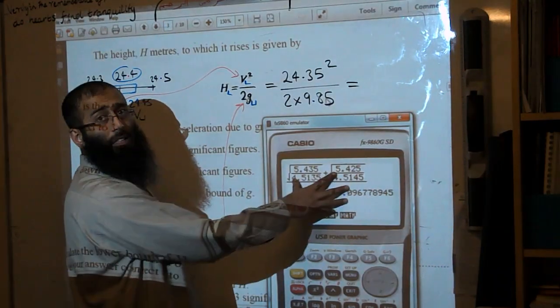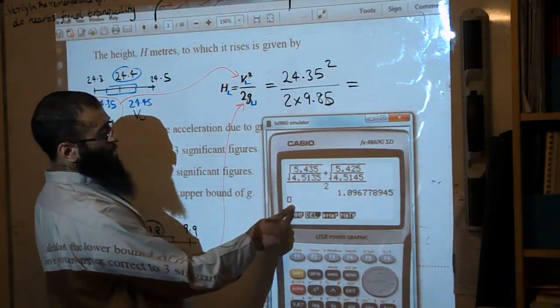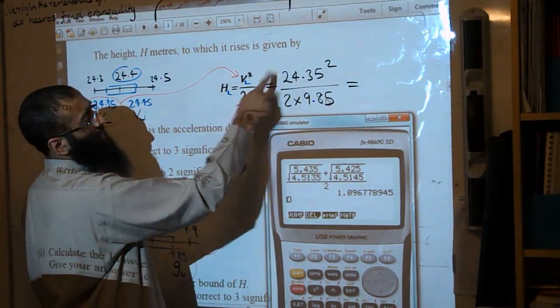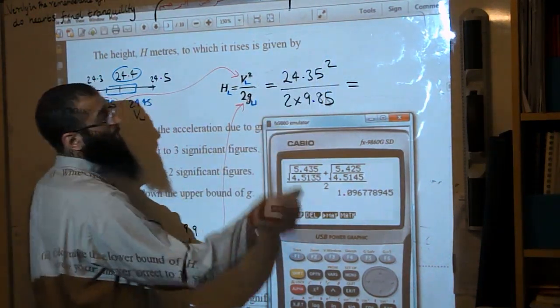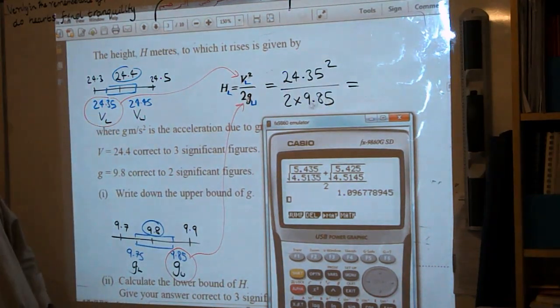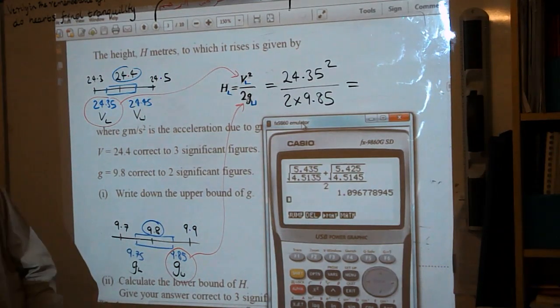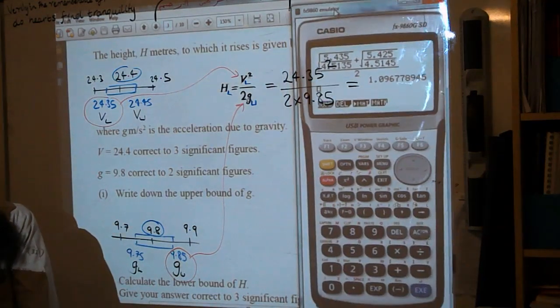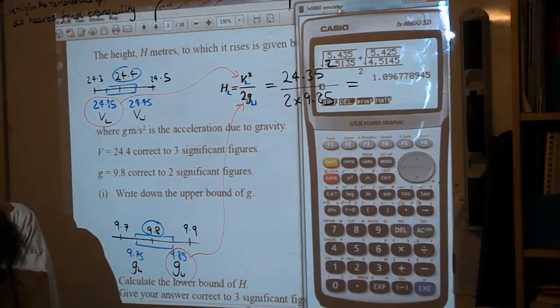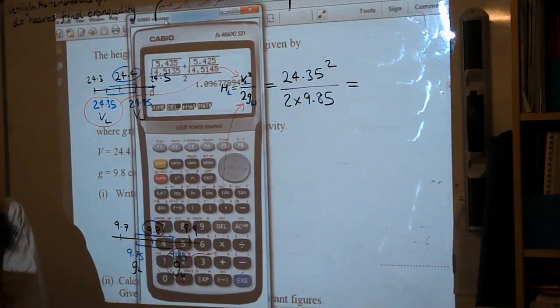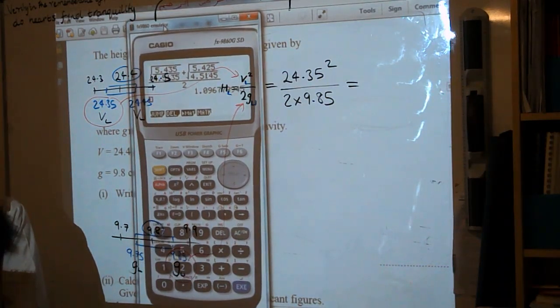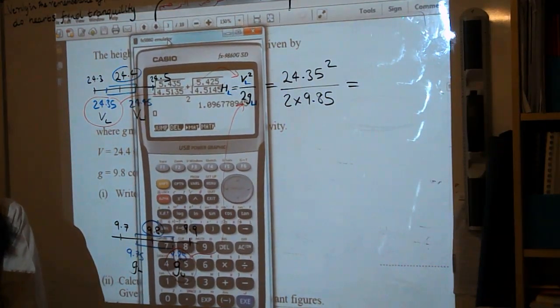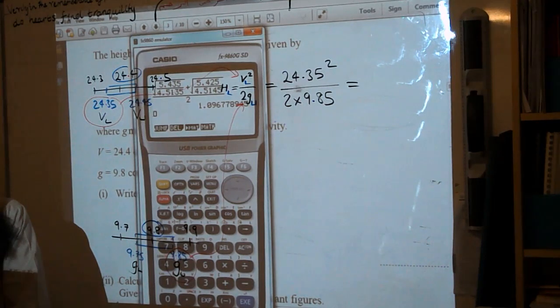Okay folks, that's just the calculation on the previous question. Now we can do our new calculation here. So let's put all of this into here. So first of all we need a fraction button. I can't actually see the fraction button there at the moment. You're going to have to bear with me for the moment while I move this around a bit. Right, there we go, 24.35.